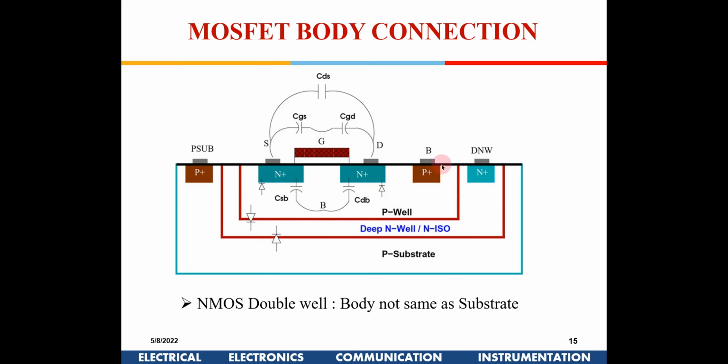Okay, now this is not a global substrate, right? It is a local substrate which has been formed here. So now this body is independent, so you can give a positive voltage out here also, to modulate VTH. Generally, it is done for that purpose. Okay, so you can do that also.